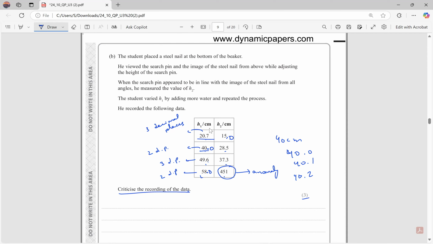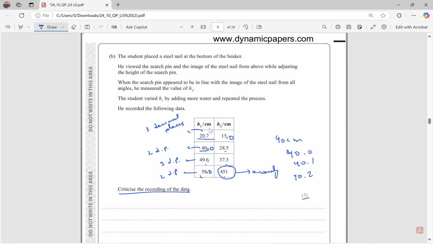What other problem could be there with the data? So there are just 4 readings. Normally, when you do an experiment, you take at least 5 readings or even more. 5 is still less. Like if you want to plot a graph, you would need more data. Even without plotting a graph, 4 readings are less to judge the trend, to accurately measure something.